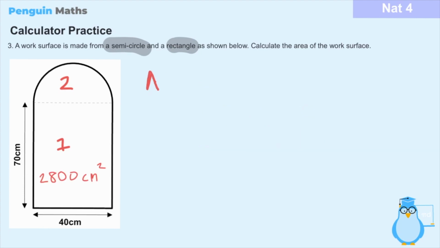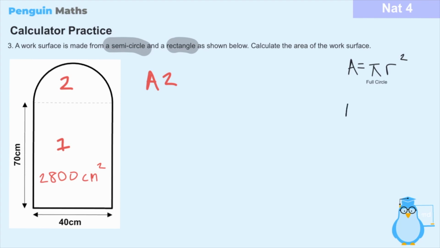Okay, so now what we have to do is calculate the area of our semicircle, which I'm just going to call A2. Now to calculate the area of a semicircle, what we can do first of all is calculate what the area of the full circle would be and then simply divide that by 2. So how do we calculate the area of a circle again? Well, the formula for any circle is that the area is equal to pi, so 3.14, multiplied by the radius squared. So A is equal to pi r squared. And remember, the radius is just half of the diameter.